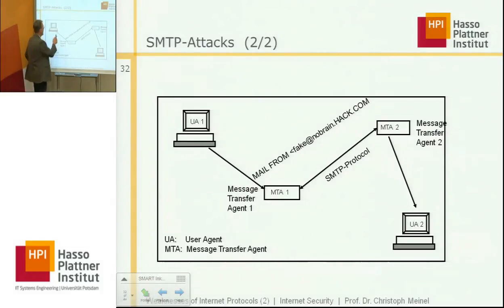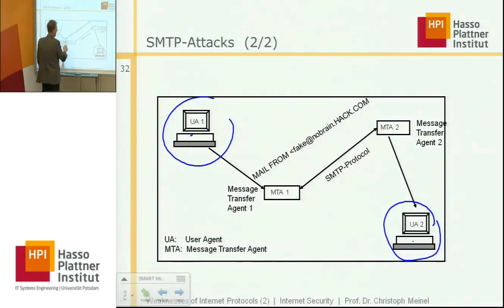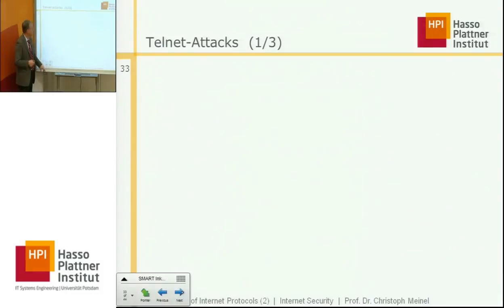Here is the picture. We have the user agents which want to exchange emails. They are using the internet and sending the emails via message transfer agents with the SMTP protocol through the internet. At the end, the communication is done with POP3 or IMAP. But the problem here in the middle is that the sender information is not secure.